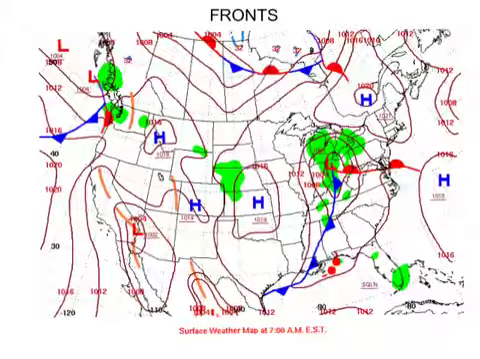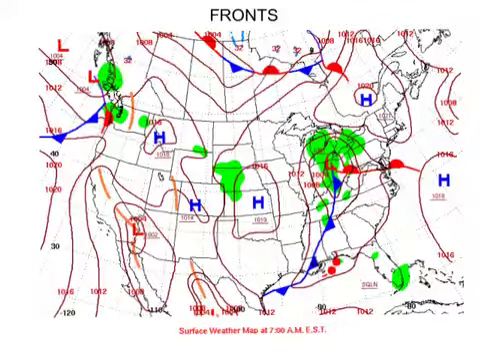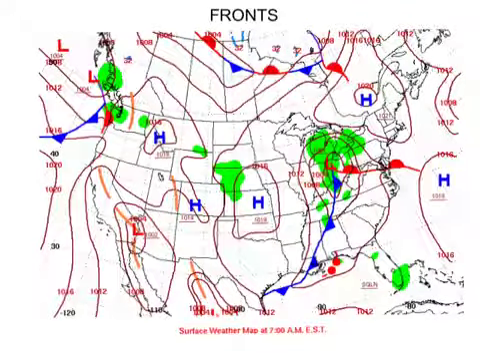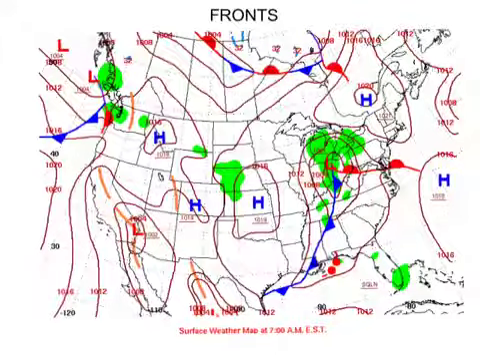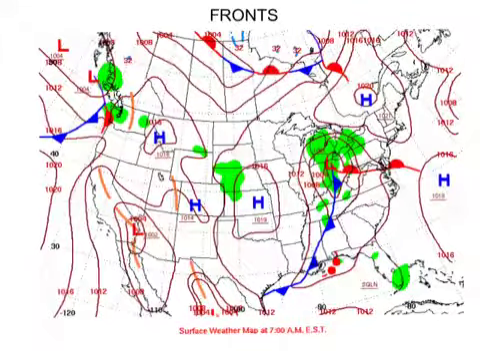Alright, these are the fronts. There is an occluded front right here, which means when two cold fronts come in and push a warm front up. And then there's a stationary front right here, when the warm and cold fronts can't move each other. There is a cold front right here and a warm front right here.